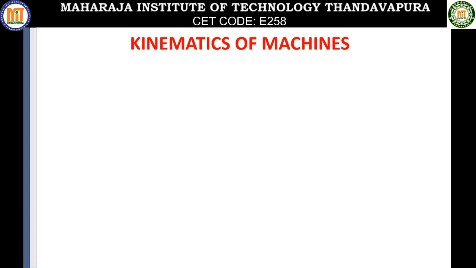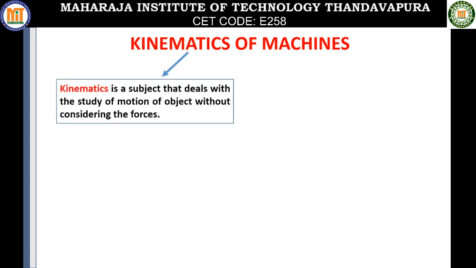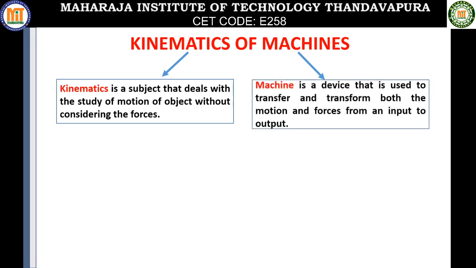So how do you define kinematics? Kinematics is a subject that deals with the study of motion of objects without the consideration of forces which are causing the motion. How do you define a machine? A machine can be defined as any device that is used to transfer and transform both the motion and force from an input to output.